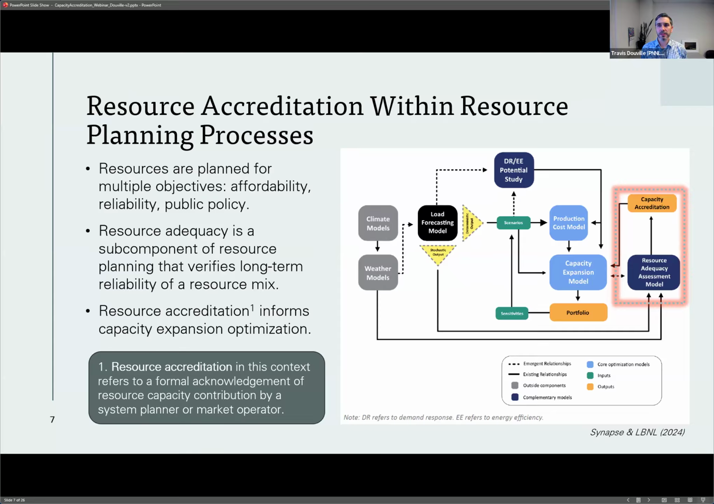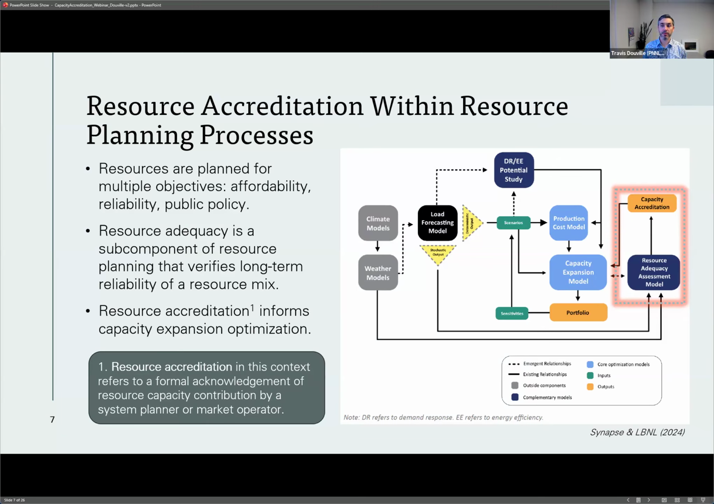But the resource planning process is a bit more complicated and important to understand before we wade into conventional accreditation. By the way, here is the first time we're defining what we mean by resource accreditation. That is a formal acknowledgement of a resource capacity contribution by a system planner or market operator. I emphasize the word contribution here because there's much more to this than nameplate ratings of generators. It matters where and when and to what certainty a resource can provide power. No resource is perfect, remember, or 100% firm. Every resource is accredited for capacity at less than its nameplate rating in almost all of the methods that we'll talk about today.